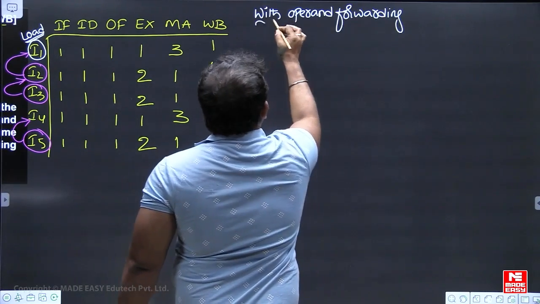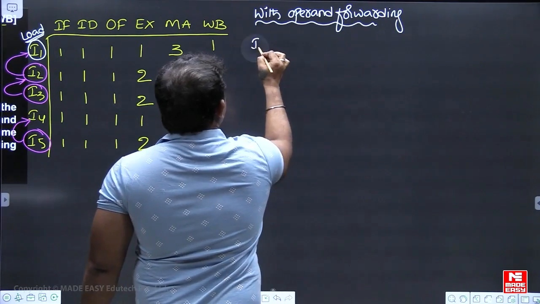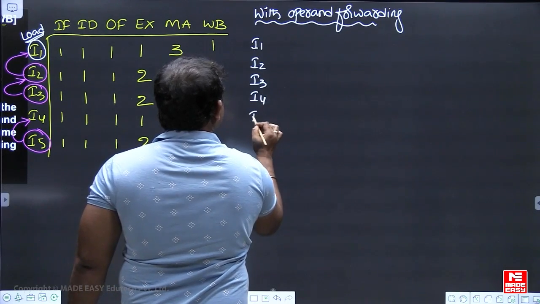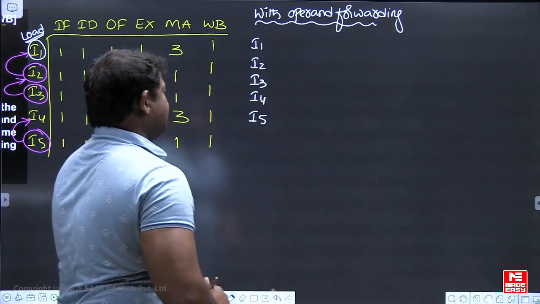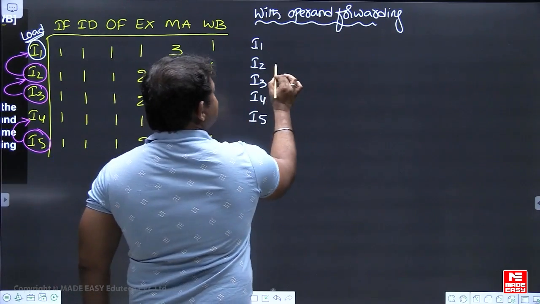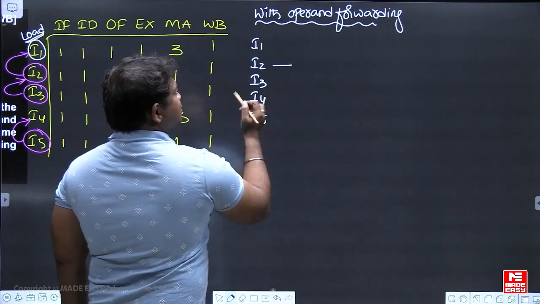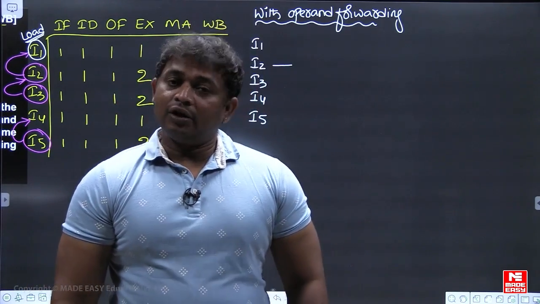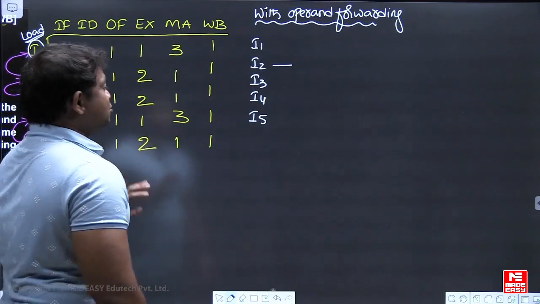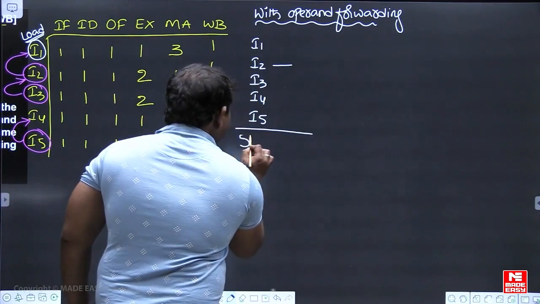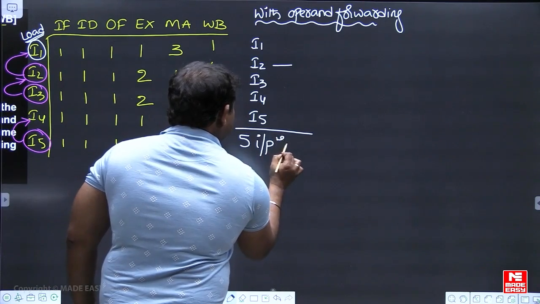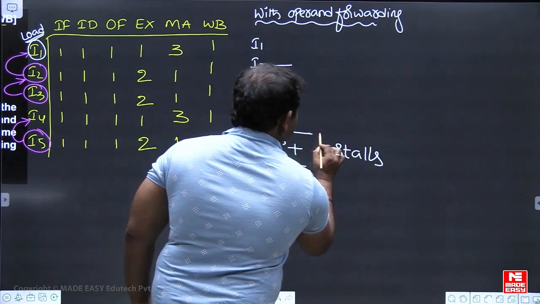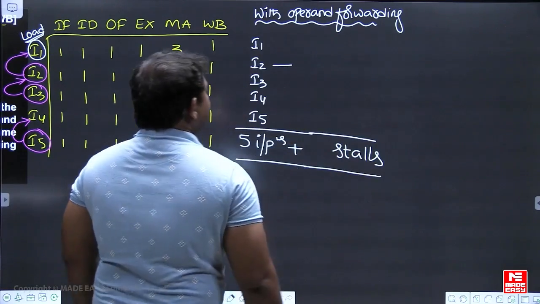With operand forwarding technique, how to execute. Total number of instructions given is 5. So I1, I2, I3, I4, I5. So I1 is independent, there are no stalls. There are stalls present in the pipeline due to the dependent instructions. Total number of instructions are 5, plus we need to identify the stalls. Stalls depend on the dependency condition.